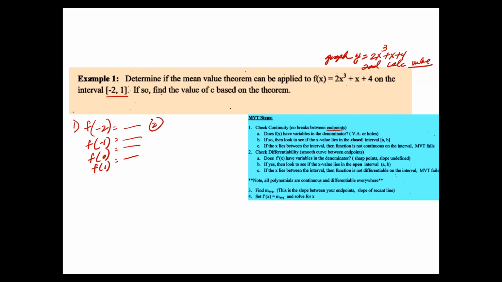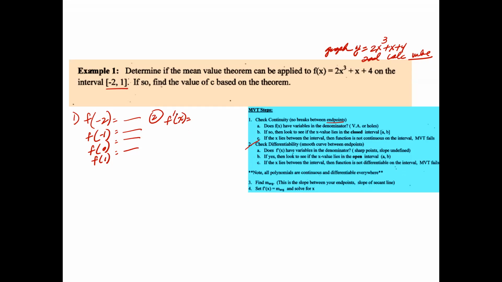So step number 2, check the differentiability and make sure you can actually find the derivative of this. This is going to be a very simple power rule. If I do the f prime of x with the first derivative, it's just 6x squared plus 1. And then the third step, find the average rate of change.